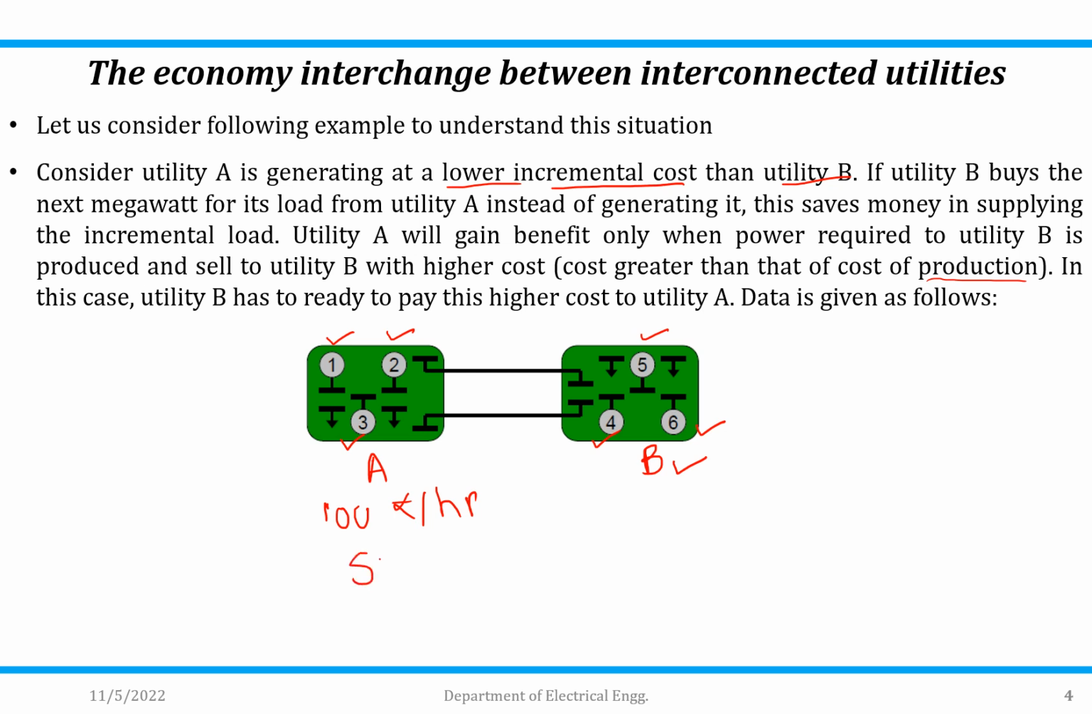Some surplus amount of power is there with utility A. Utility A will think that this is the chance to get some benefit. So as 100 rupees per hour is the cost of generation for all the generators in utility A, utility A will think, why not sell this power to utility B at a cost of 105 rupees per hour? So there will be a benefit of 5 rupees. But on the other hand, utility B should also be ready to pay this higher cost to utility A. Then only will this interchange take place.